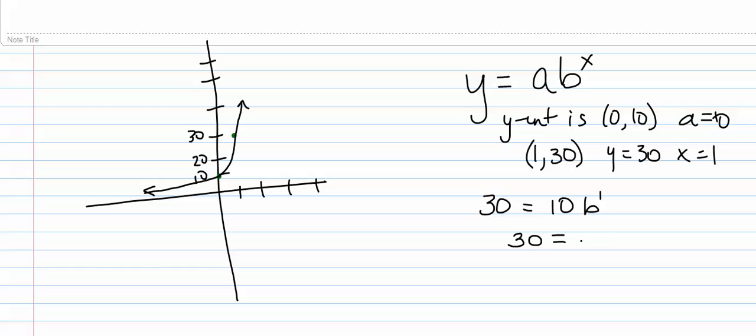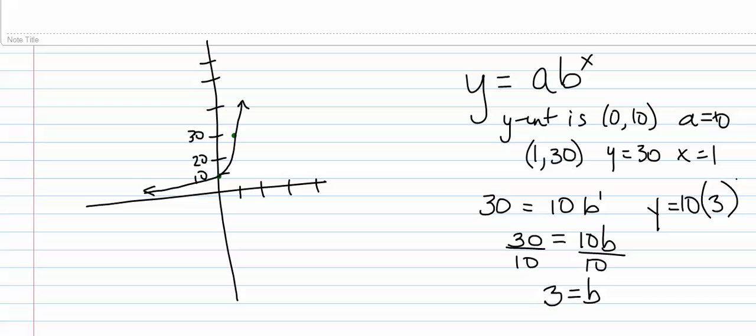Divide both sides by 10. b to the first power is just b. And that's going to give me a b value of 3. So y equals 10 times 3 to the x power, where my y-intercept is 10 and my common ratio is 3.